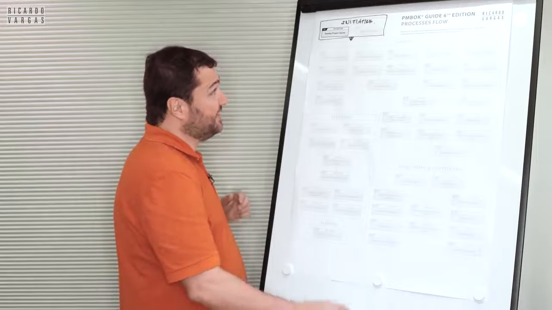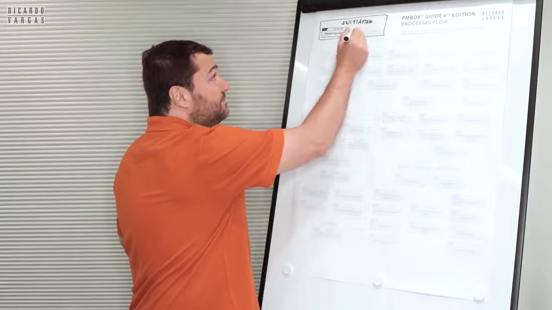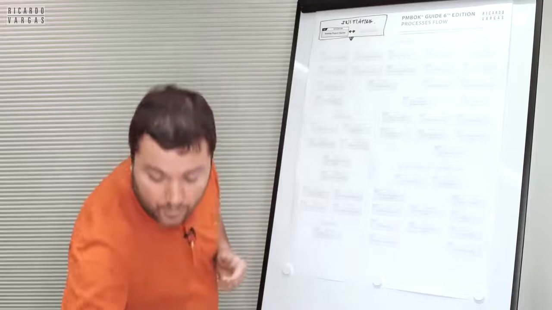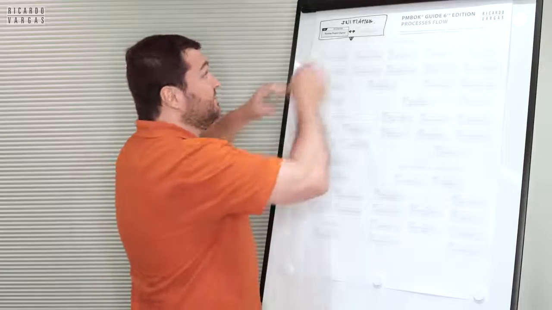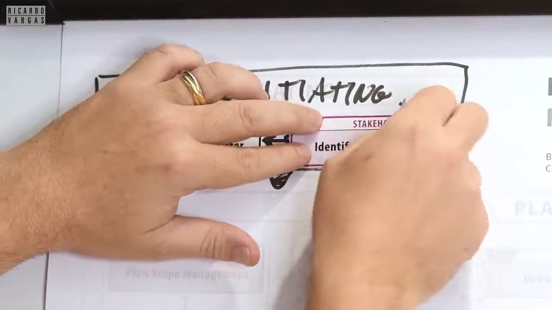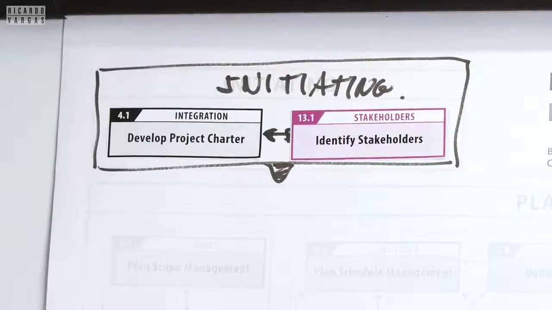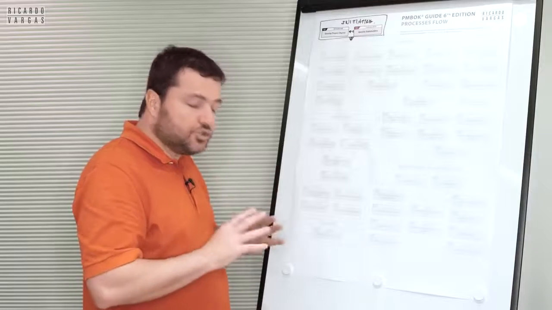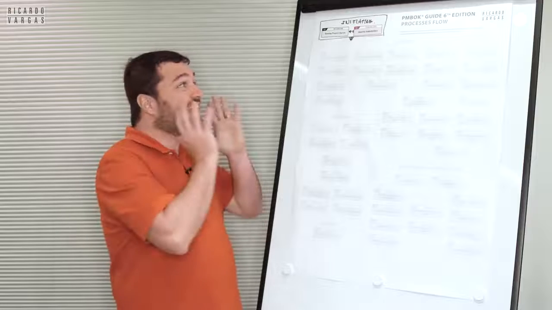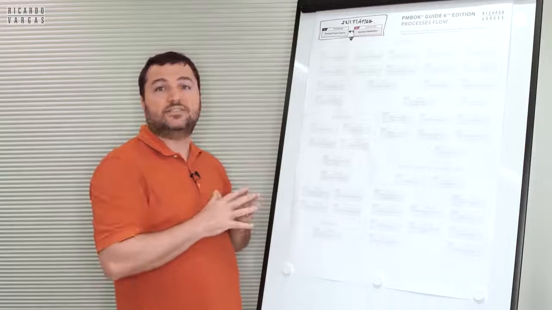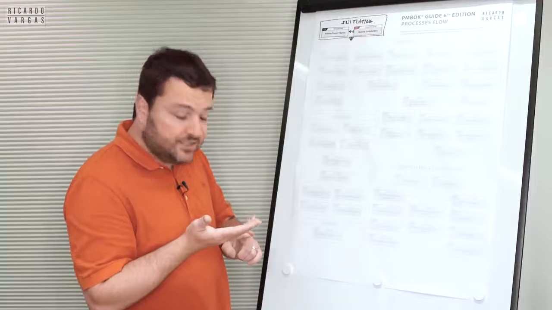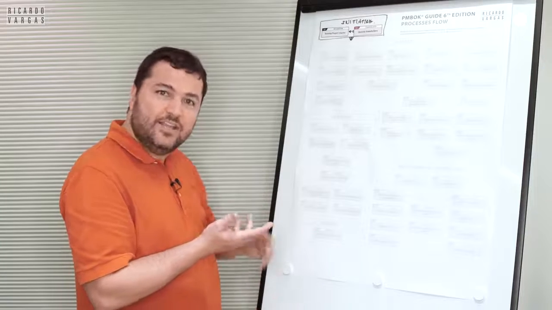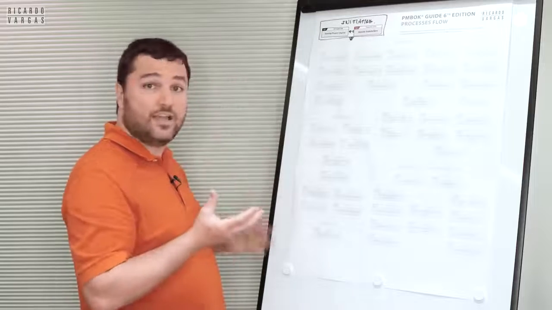In parallel to that, you do a stakeholder process, which is to identify stakeholders. Let me explain this. What is a stakeholder? A stakeholder is any person or entity that has any kind of interest in your project. Maybe positive, maybe negative. So a supplier, a client, another area in your organization, they are all stakeholders.